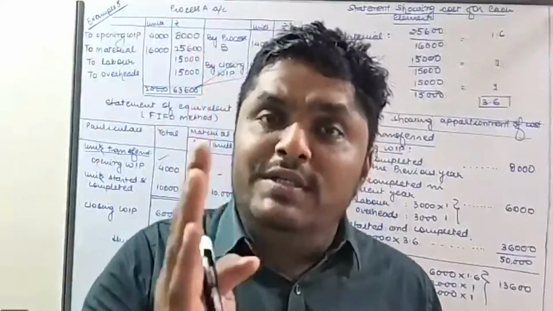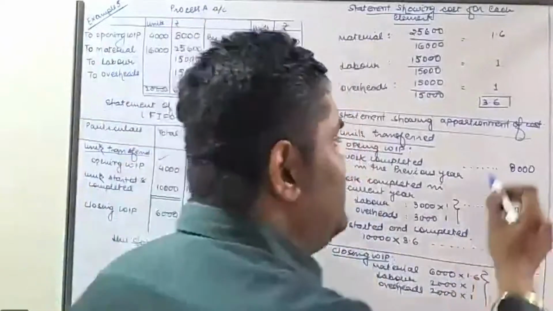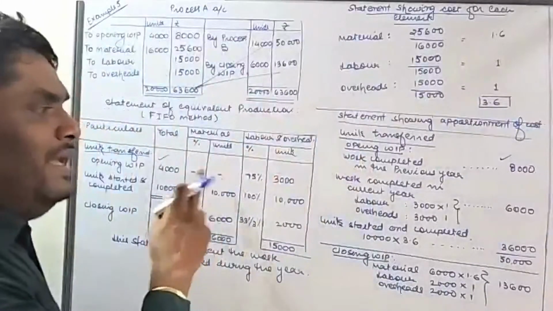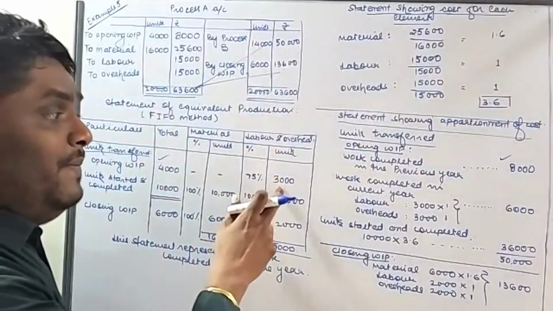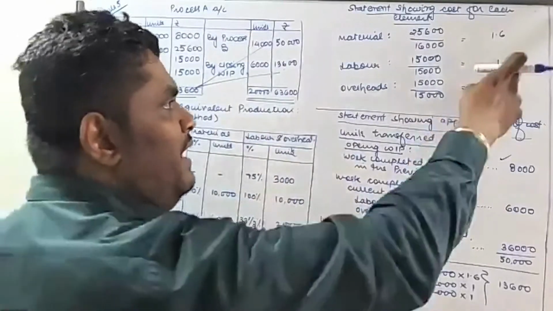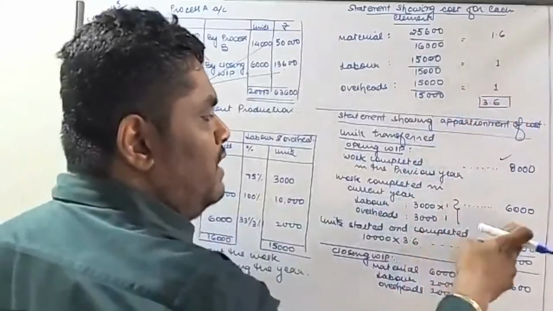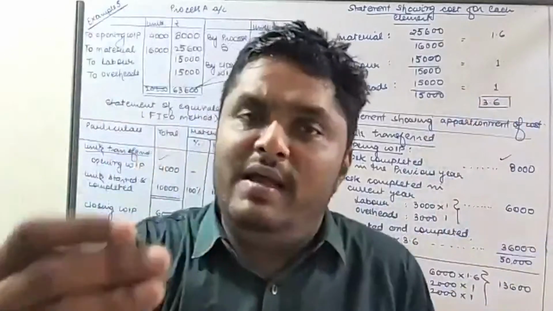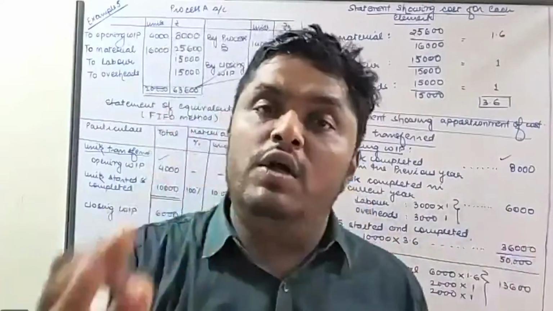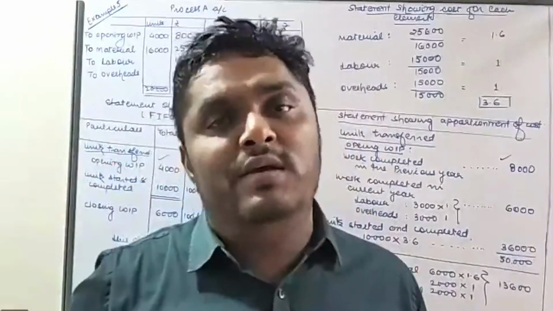अब ये 4,000 यूनिट्स पे पिछले साल कितना खर्चा हुआ था? 8,000. इस साल कितना खर्चा हुआ? Nothing in respect of material, but labor and overheads, yes, equivalent number of units are 3,000 and 3,000, and the cost per unit is 1 and 1. So 6,000. So पिछले साल खर्चा हुआ था 8,000, इस साल खर्चा हुआ था 6,000. Total cost of opening work in progress is 14,000.